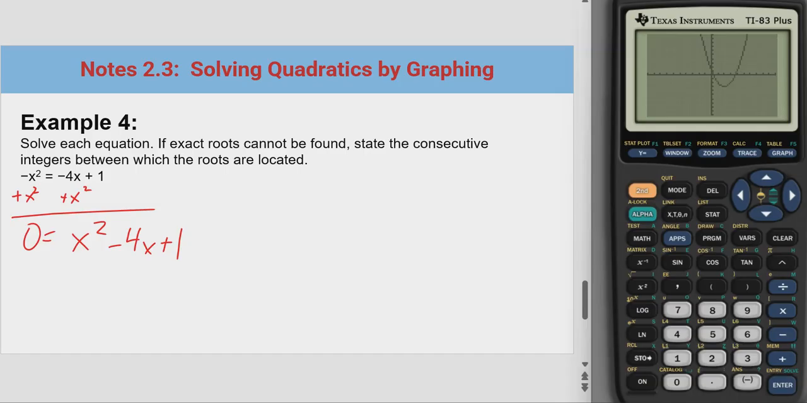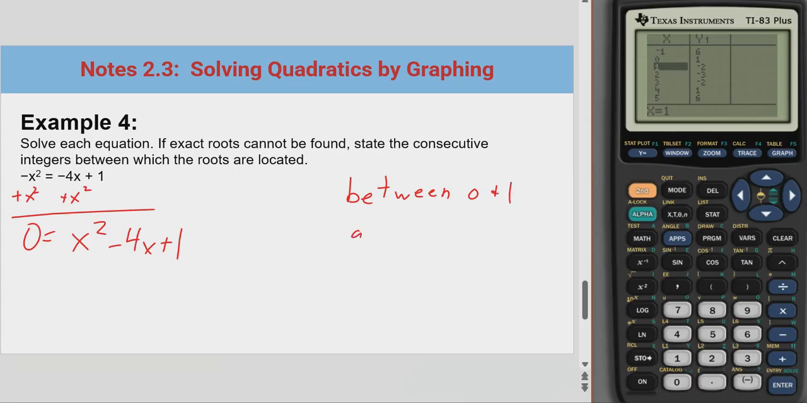And I see on the graph that I don't have whole number roots or integers for my roots. So in this case, I'm looking for it crossing over from negative to positive or positive to negative. So I see that I have a solution between 0 and 1. And again, right here, looking on my graph screen, between 3 and 4. And again, I see that in the picture.